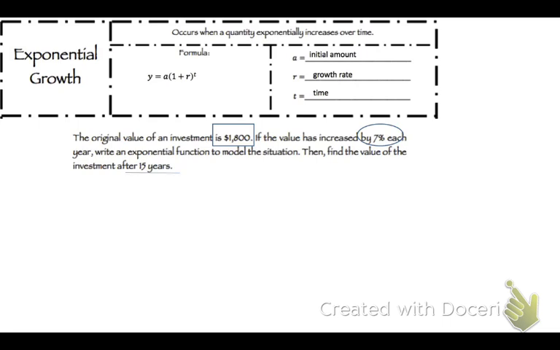So my initial amount is 1,800. My growth rate is 0.07 because that's 7%. And my t is 15. And then I'm just going to plug that in, put that entire thing into my calculator, and you get $4,966.26. Okay? Save example B for class.